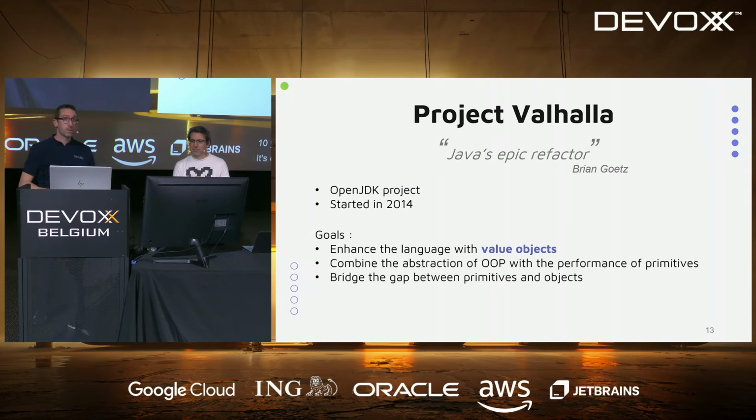We have 3 goals for this project. Enhance the language with value objects, which aims at combining the abstraction of object-oriented programming with the performance of primitive types, so you don't have to choose. We have these 2 families: primitives are not objects, but we have primitives and objects, and there is kind of a gap between them. The project intends to reduce this gap. So in the future, we want people to be able to write a list of int, and it should work. We hope, at some point, in 10 years.